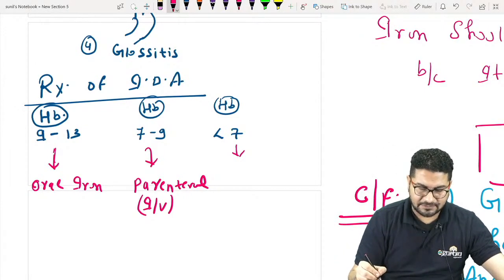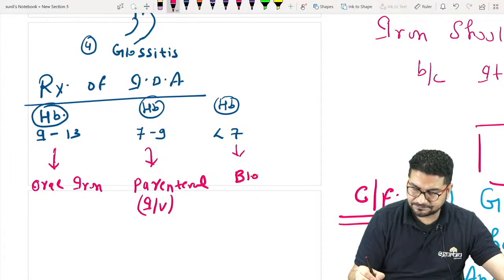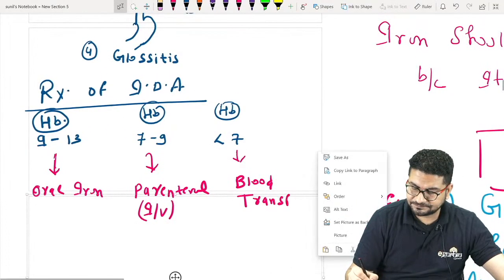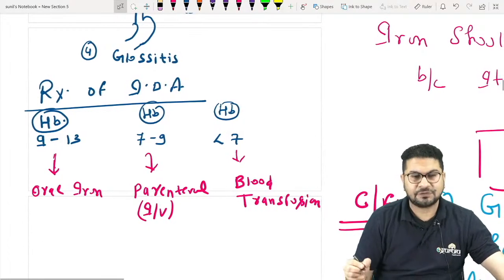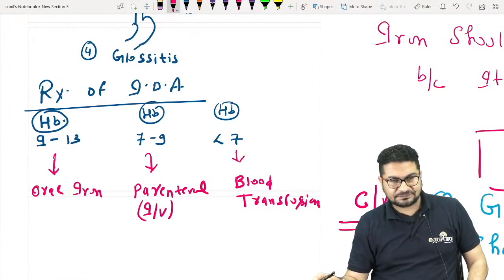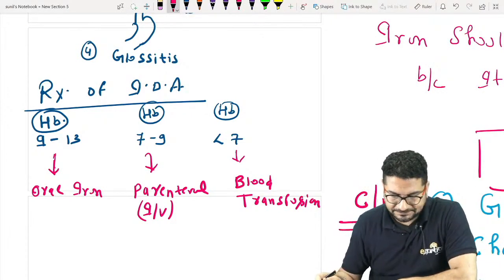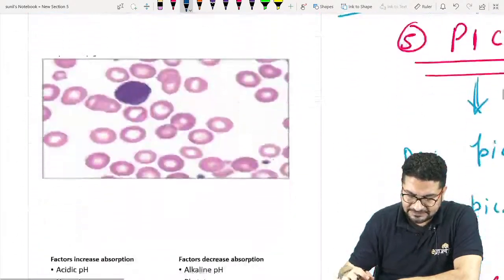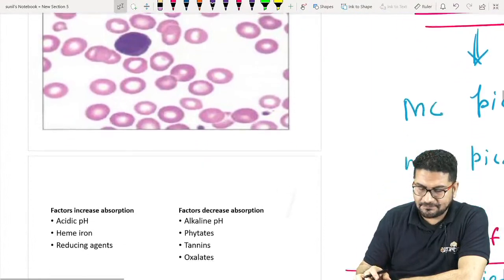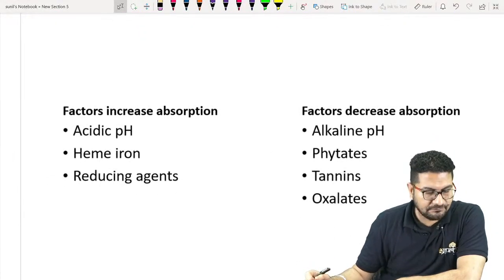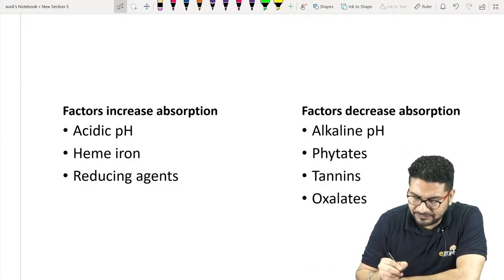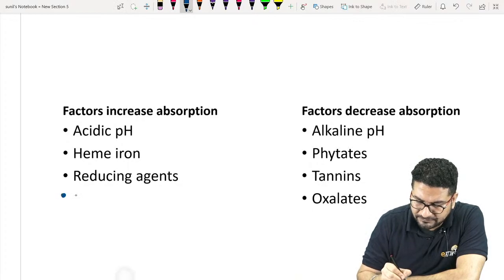Remember, less than 7 is an indication of blood transfusion. Now you will give blood to the patient. Because if you treat this with medication, it will take 3 to 6 months. With IV iron it will take at least 10-15 days. Less than 7 is an indication of blood transfusion. Am I clear? Okay, so see, there are certain factors that increase iron absorption. Acetic acid, heme iron, reducing agent, and the fourth one will be ascorbic acid or vitamin C.